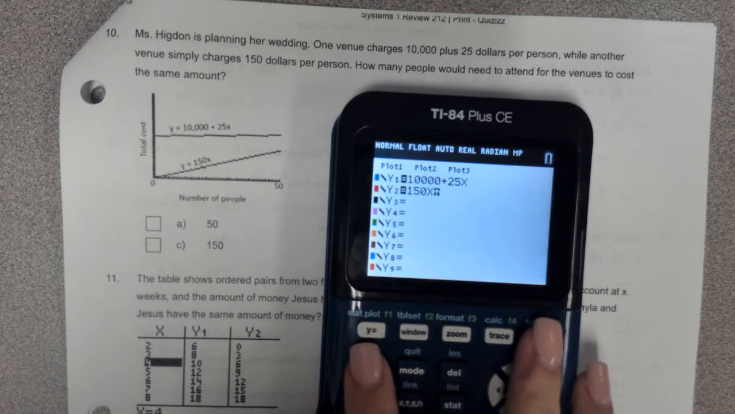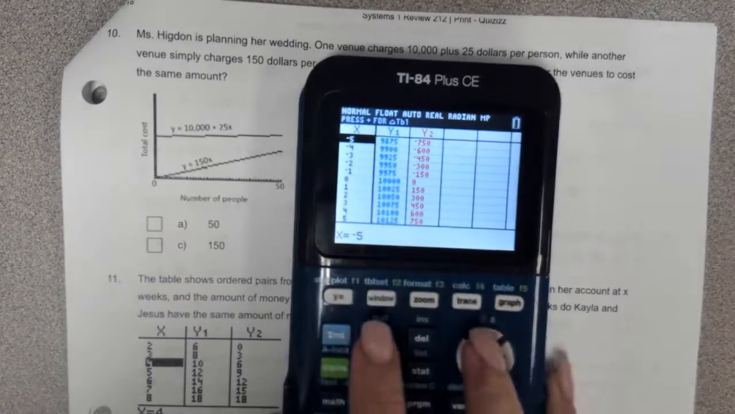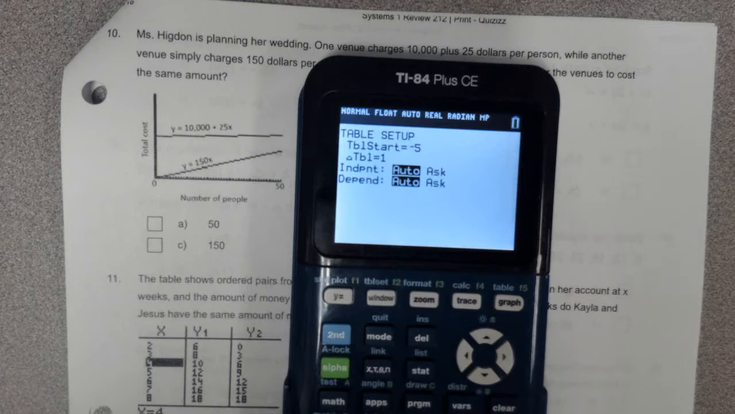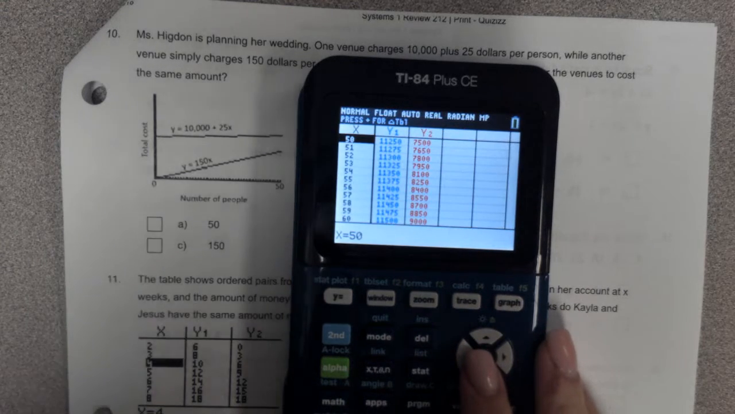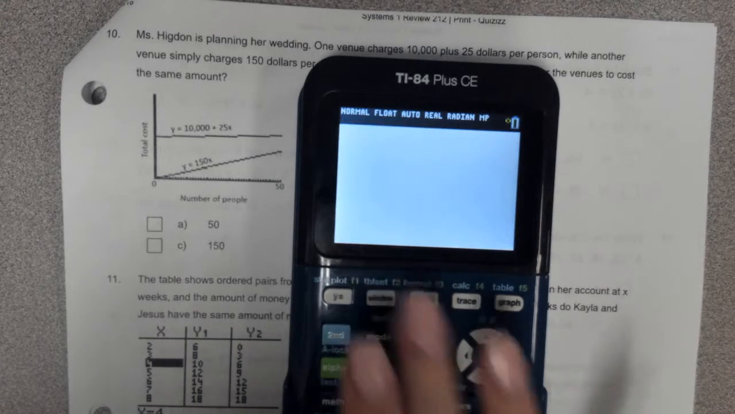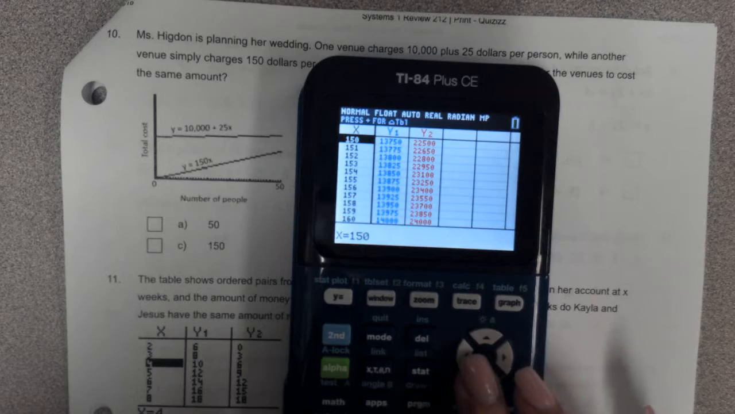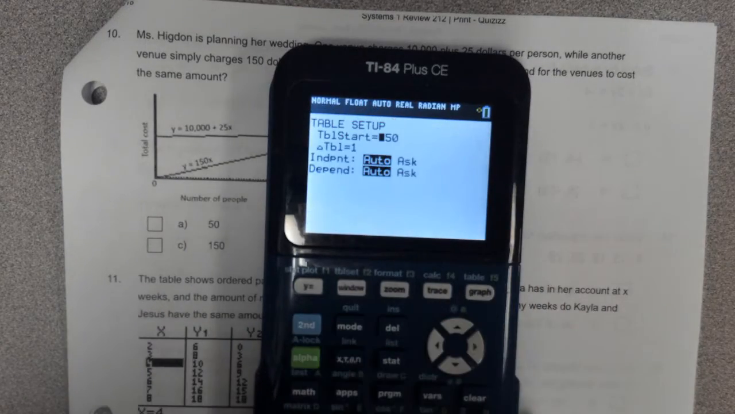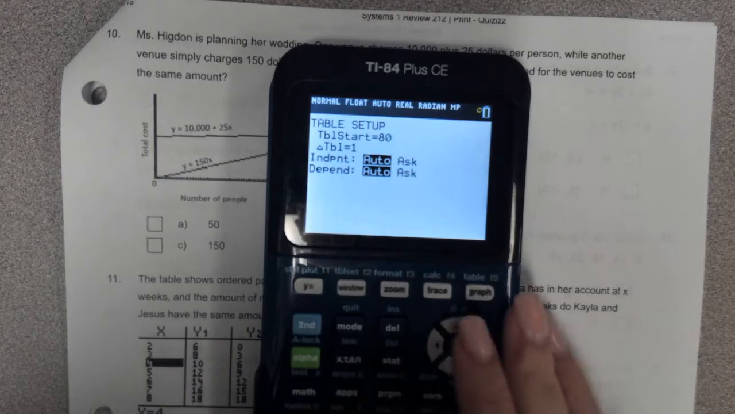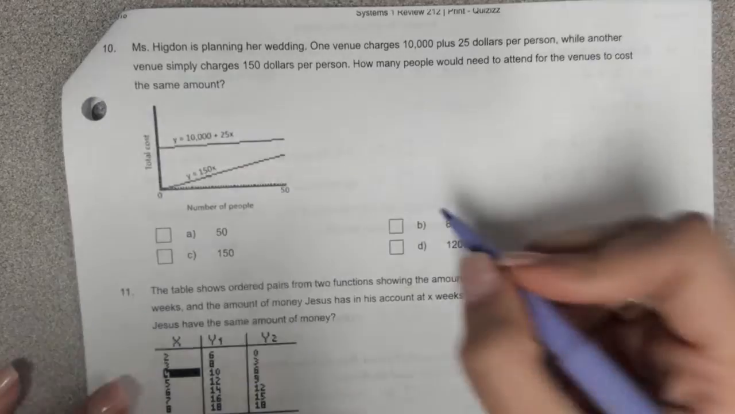Okay, I recommend just going to the table. Now, I don't want to scroll all the way down to 50, so you can do second window, and you can jump to whatever number you want. So at 50, no, they do not cost the same. So second window, let's check 150. Second graph, nope, they don't cost the same at 150. Okay, what about 80? Second window, 80. Second graph. Yes, at 80, they both cost $12,000.